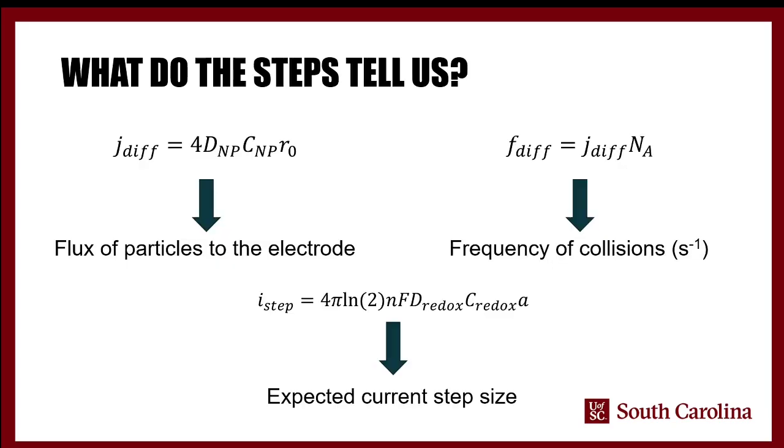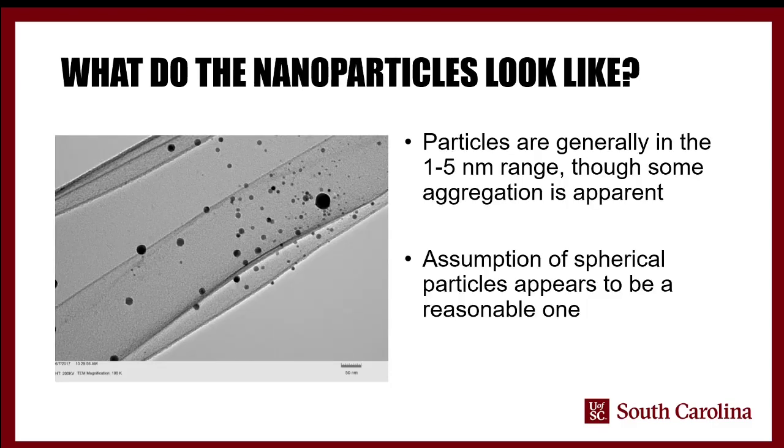But of course, going back to this equation, the expected current step size is going to be much larger, which means it's easier to detect, which means you have a little bit more room for error in your background measurement. In my case, though, the particles were generally in the 1 to 5 nanometer range in terms of diameter.